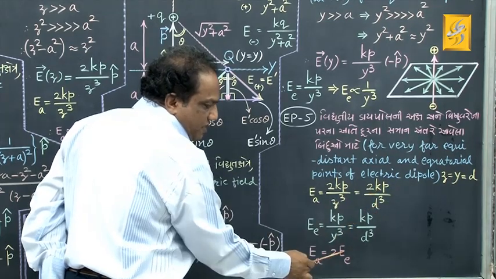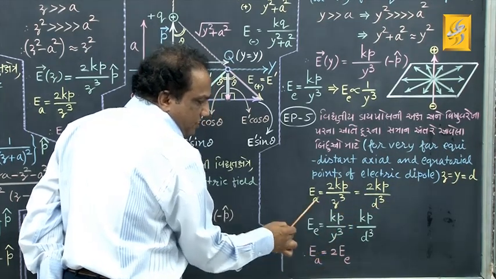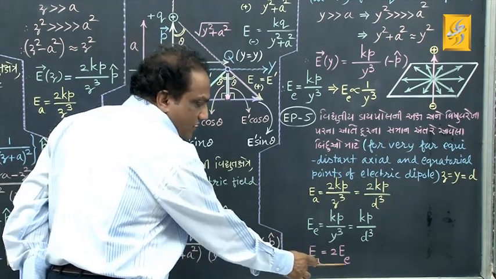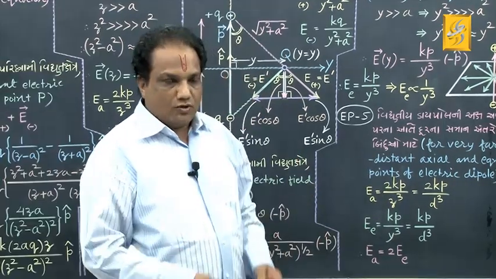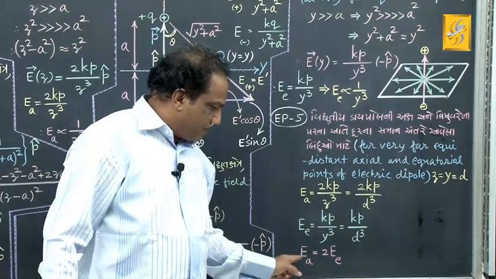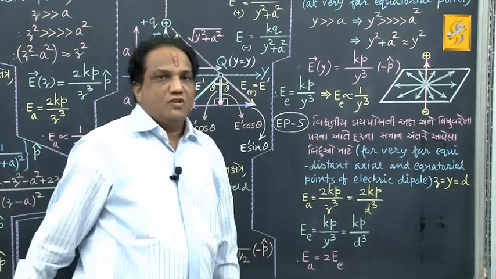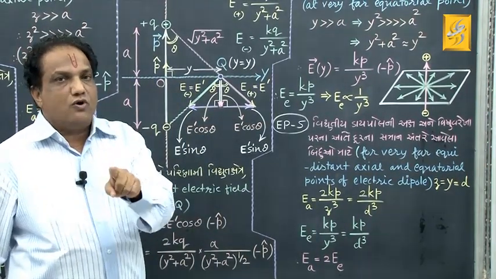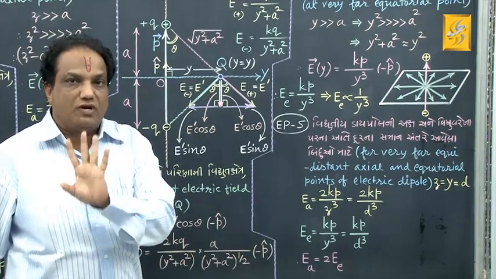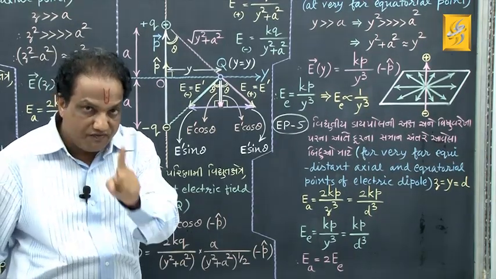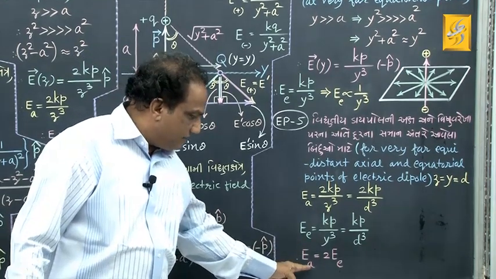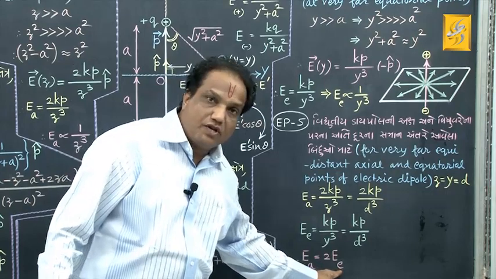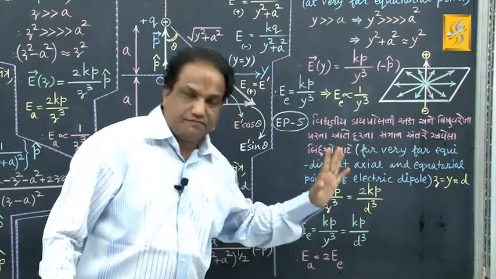So this is replaced by EE, this 2 as it is, this EA as it is, correct? A for axis, E for equator, correct? How would you express this result in words? For very far equidistant points, one on axis and one on equatorial line for electric dipole, it is found that electric field at the axial point is double than electric field at the equatorial point, okay, fine.